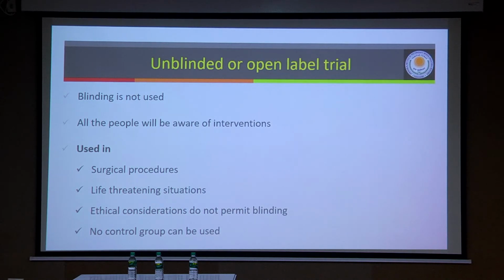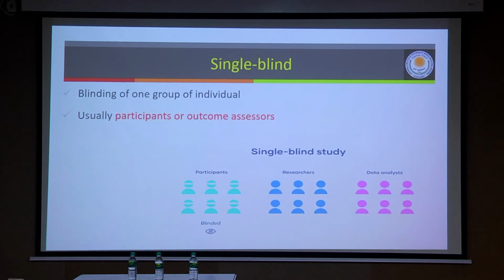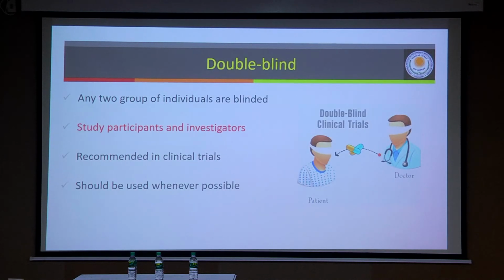Ethical considerations where you are not allowed to do blinding, or when you cannot generate a control group. Both are interventional groups and both are different types of intervention, so you cannot do blinding. Single blind is when at least one of them is blinded. Usually it will be the participants or the investigator. Double blind is when both the participant as well as the investigators are blinded.